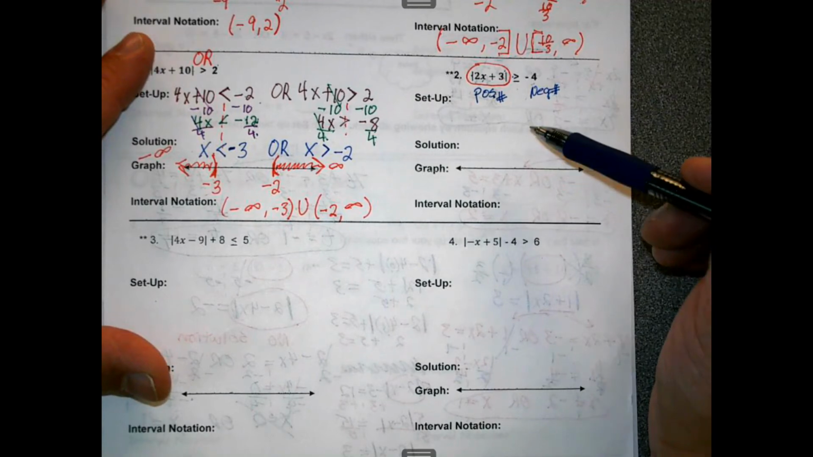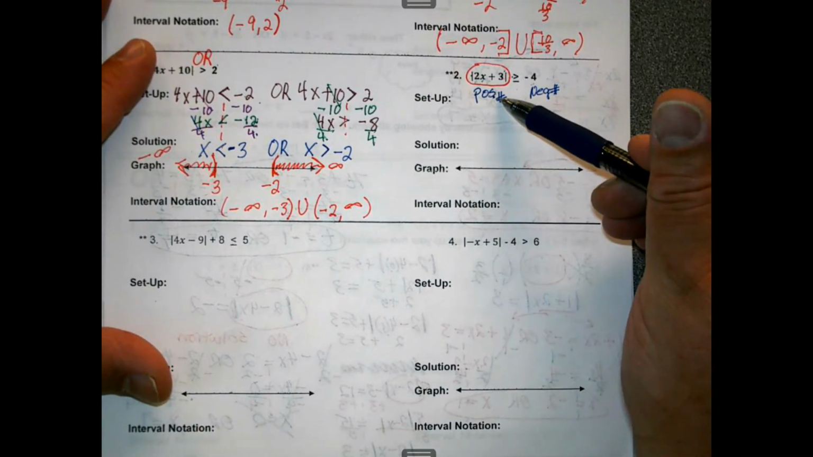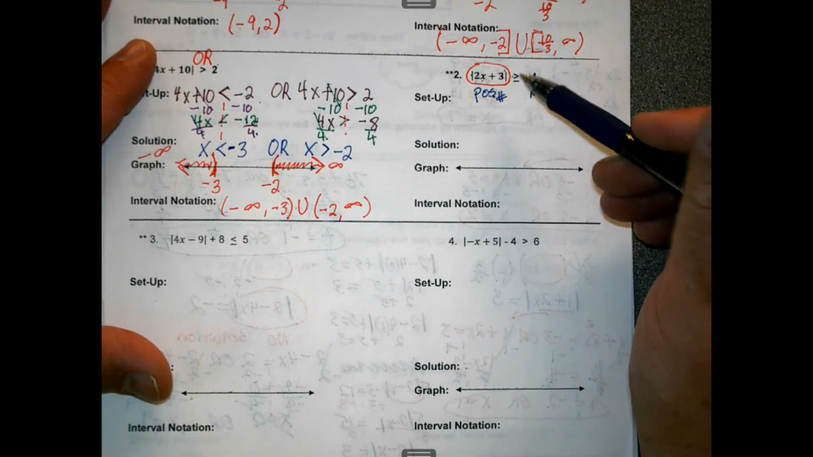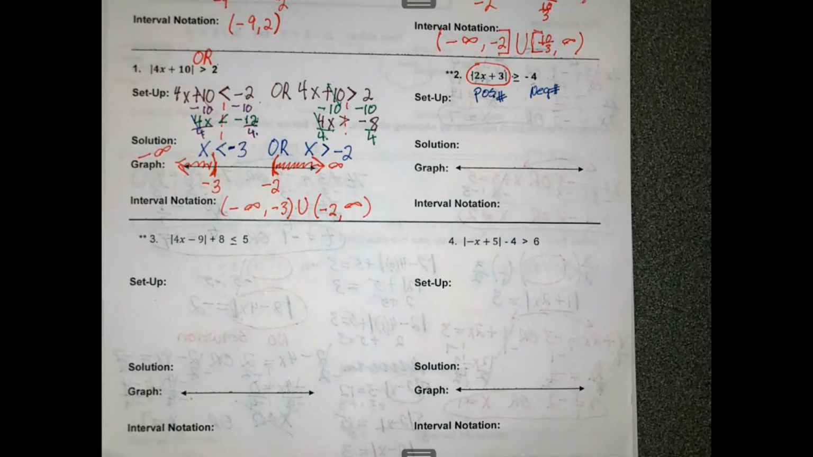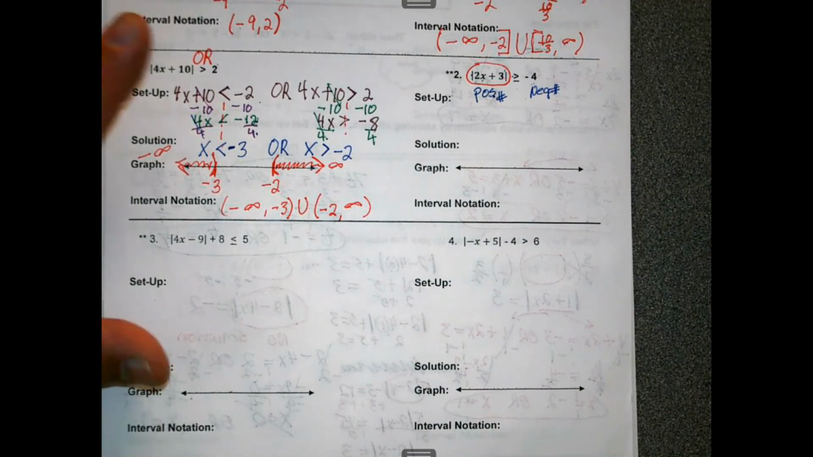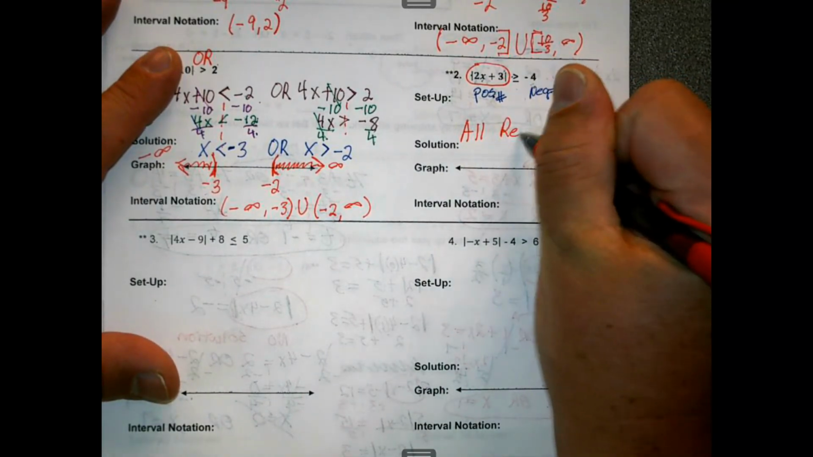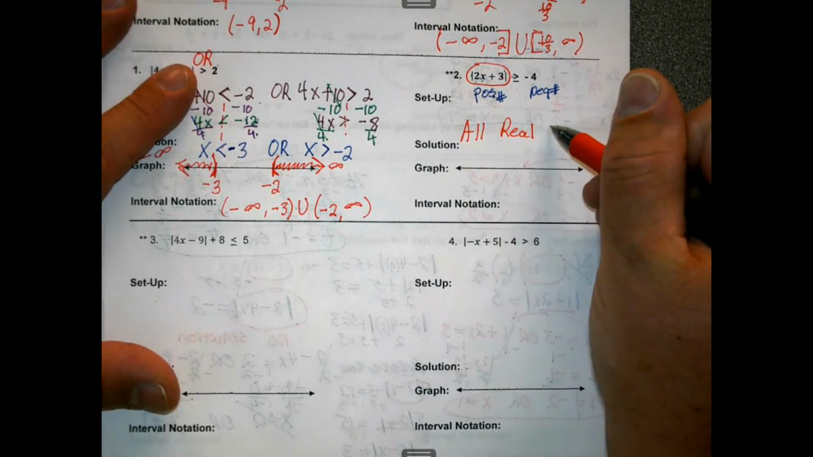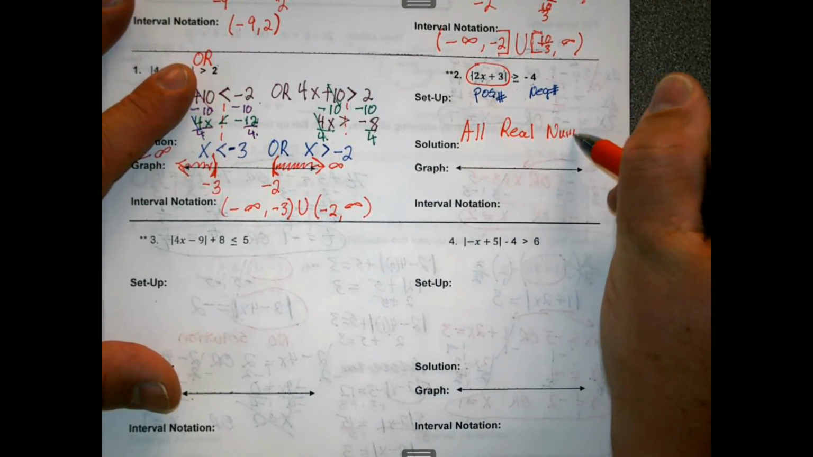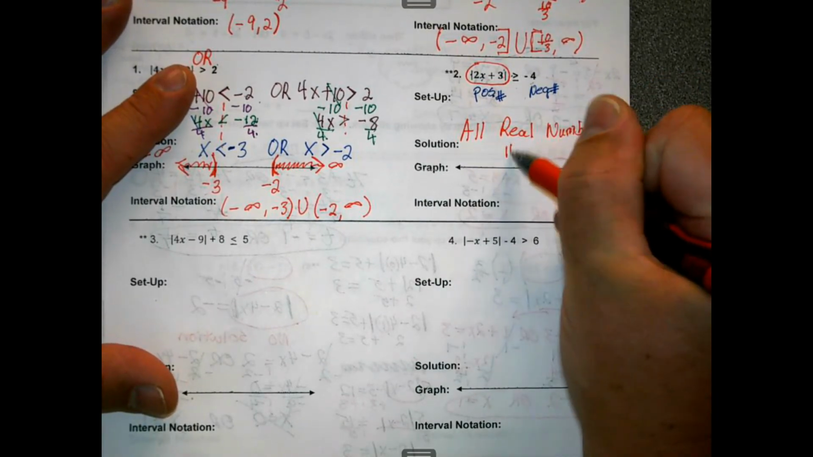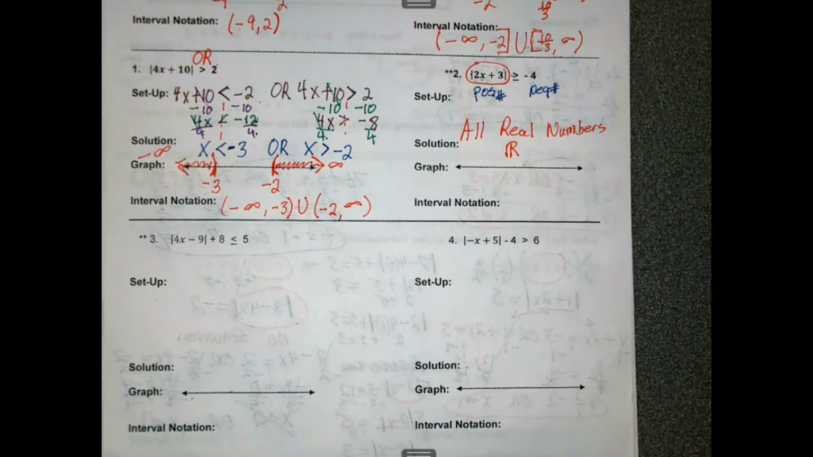No matter what number I pick for x, it's always going to come out positive. So what can x be? Anything, right? It could be any number. The solution is all real numbers. The symbol for all real numbers is that double bar R. So you could just use that.